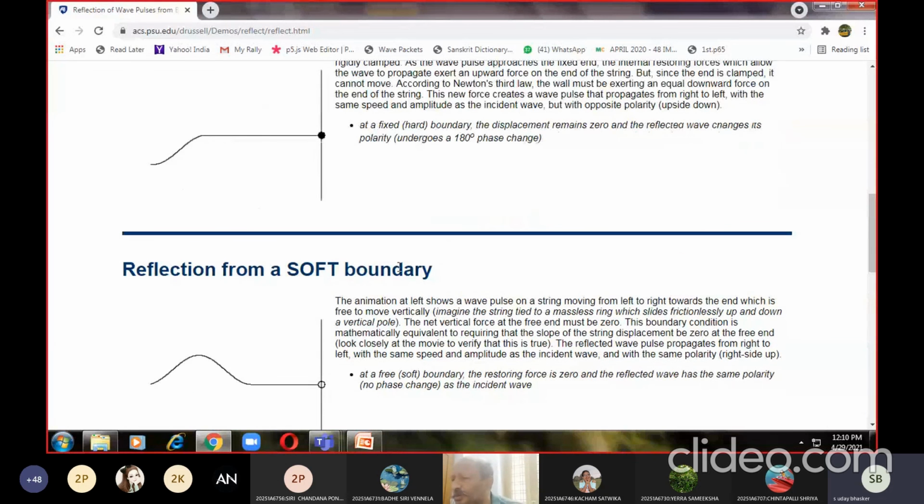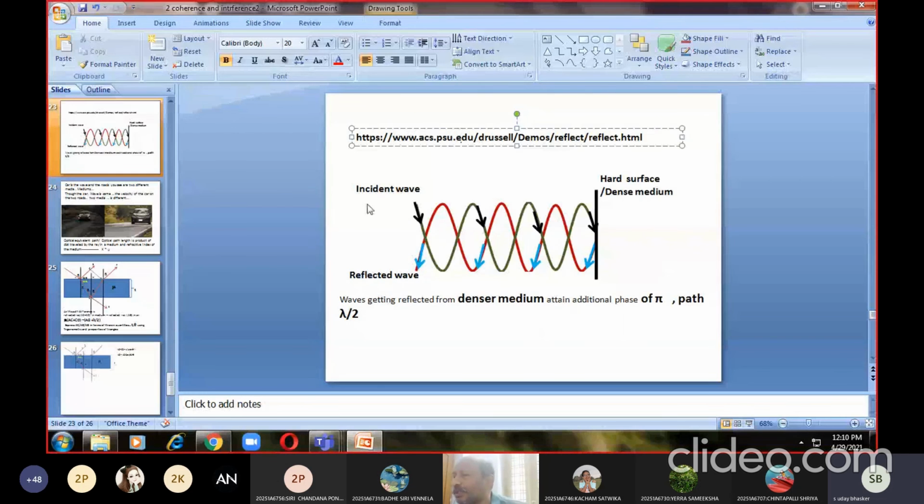When thinking about waves, these are the three things. When it is getting reflected from a denser medium, it is undergoing a phase difference of 180 degrees or path difference of lambda by 2. But when it is reflected from a softer medium or rarer medium, it does not undergo a path difference or phase difference. The incident wave goes, hits, undergoes a phase difference and comes out. This is reflection from a denser medium. Whenever a light ray is getting reflected from a denser medium, it undergoes a phase difference of pi or path difference of lambda by 2.